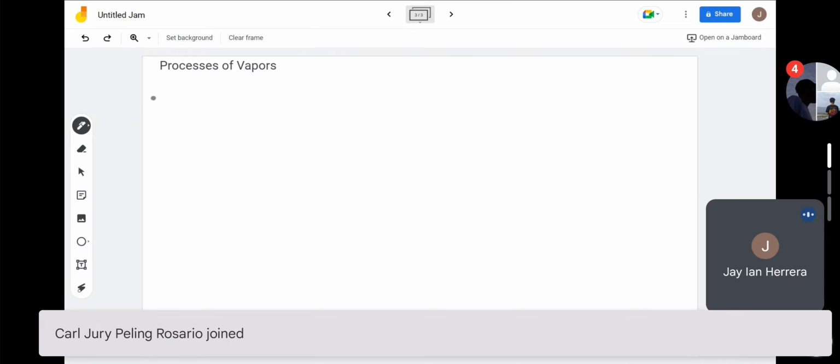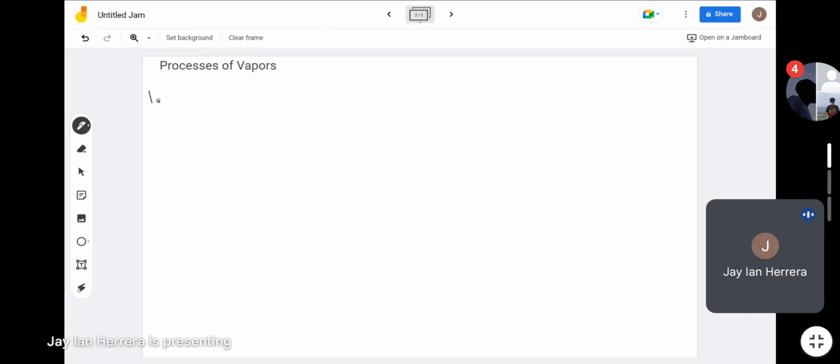So, processes of vapors. Let's start with, of course, isometric. Isometric means constant volume. Let's start with the diagram, how our properties change or move.